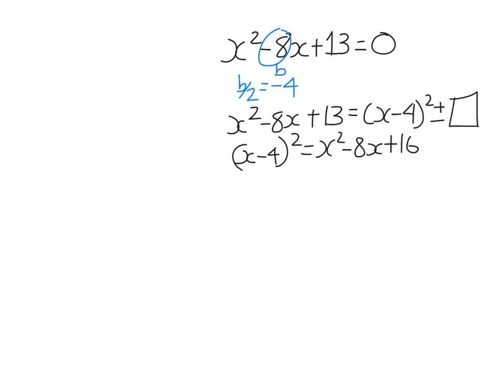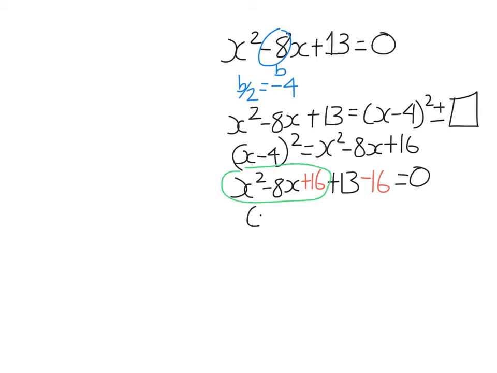So what I want to do is take my x squared minus 8x plus 13. I want to add 16 and then subtract 16 to balance it out. So this equation and this equation are the same, but writing it like this allows me to write a perfect square. This is a perfect square. So I write it as x minus 4 squared. Now 13 minus 16 is minus 3. So now I have a difference of two squares equals 0.